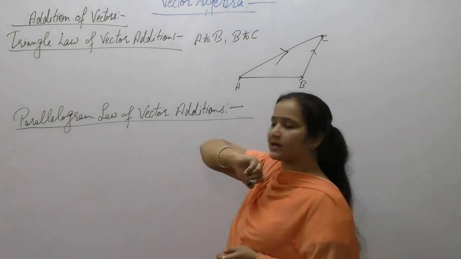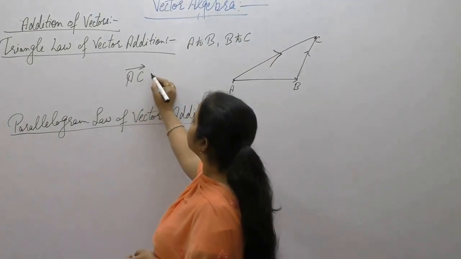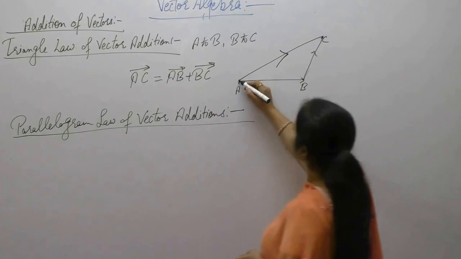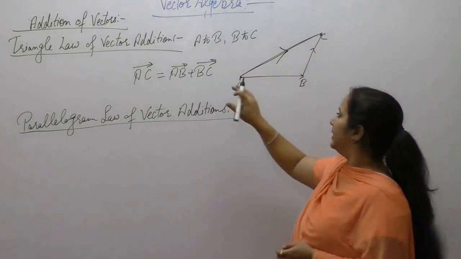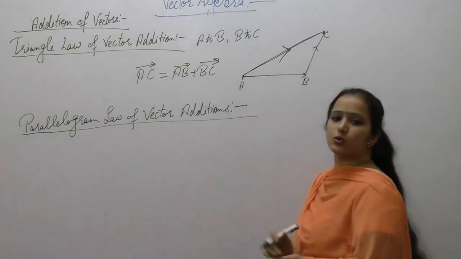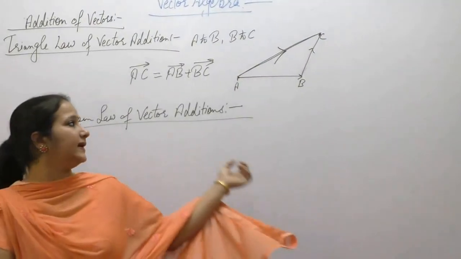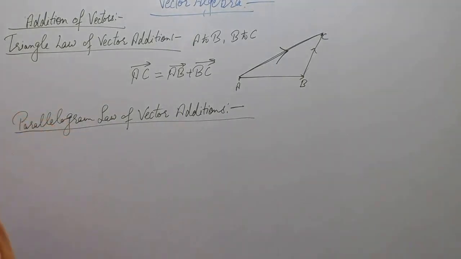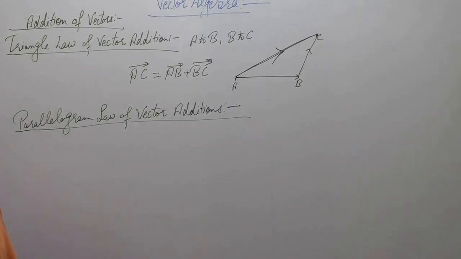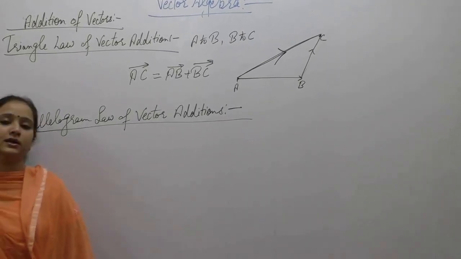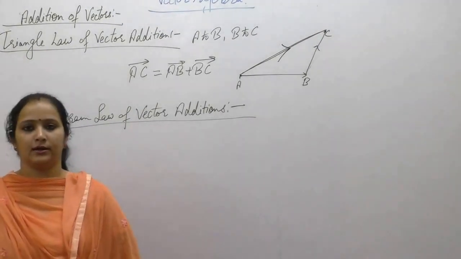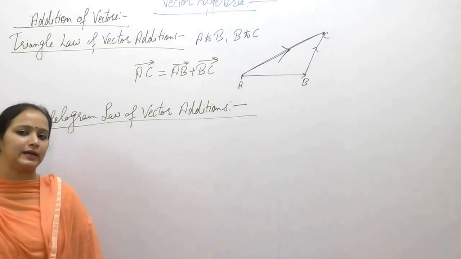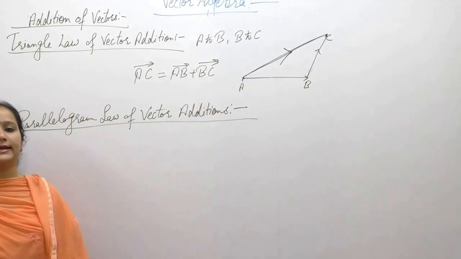Then the total distance covered by the girl is AC vector, that is equals to AB vector plus BC vector. So this is the resultant vector, AB plus BC, that is equals to AC vector. I am again repeating the definition of triangle law. When two vectors are represented by two sides of triangle in magnitude and direction taken in same order, then the third side of triangle represents magnitude and direction of the resultant vector.